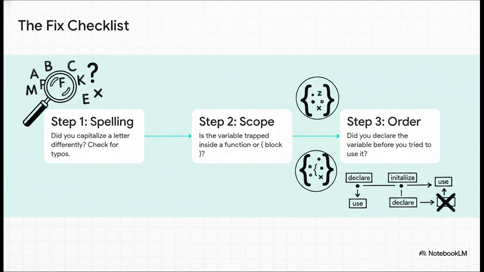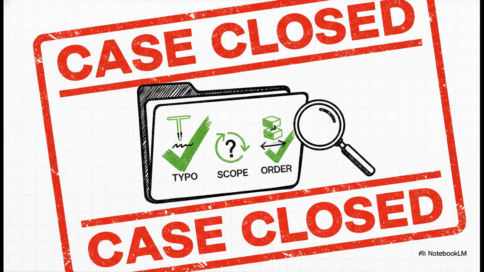First, check spelling. Is it a simple typo? Is the casing right? This is how you'll catch the typo. Second, check scope. Is my variable trapped inside some curly braces somewhere? This will immediately expose the scope trap. And finally, third, check order. Am I trying to use a let or const variable before I declare it? And that's how you unmask the early call. And honestly, that's it. By systematically checking for typos, then for scope traps, and then for ordering issues, you're not just guessing anymore. You are investigating. You now have the skills and the checklist to confidently solve this error every single time it pops up.